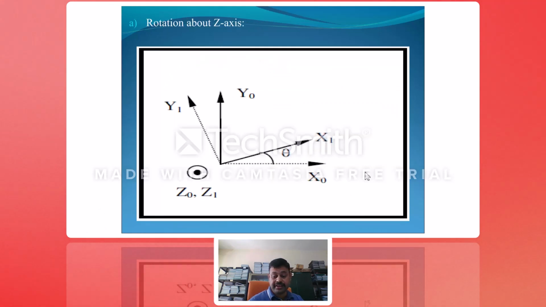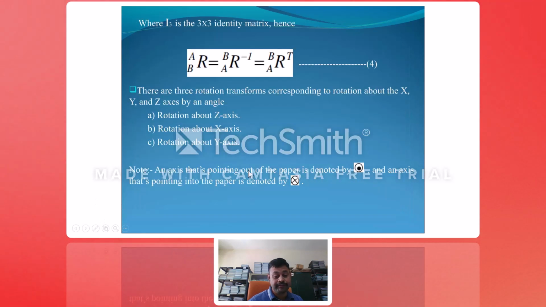Right now we consider rotation about the z-axis. It is clearly given as z0 and z1. If it rotates, at what angle is it rotating? For example, if it rotates by theta degrees, x0, y0 is the initial position. After rotation, it will move to the x1 position and y1 position. So overall, the orientation will go from z0 to z1. Here it is clearly given, the point-out-of-paper axis.